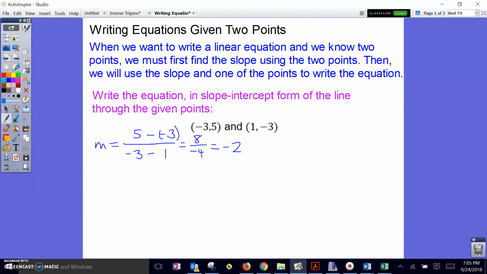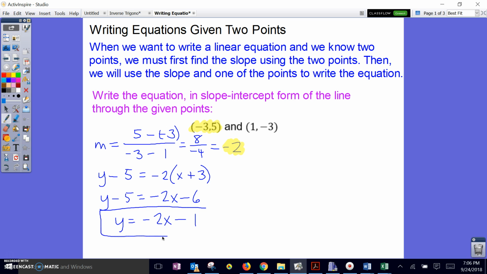Now, we want to write our equation. Our final equation is going to be in slope-intercept form, but what I'm going to do is pick one of these points and the slope, and write the equation that way. So I've got y minus the y coordinate is equal to the slope times the quantity x minus the x coordinate, so x minus negative 3 becomes x plus 3. And now I'm just going to convert this equation over into slope-intercept form. And I add 5 to both sides. And there I am. I have an equation in slope-intercept form.